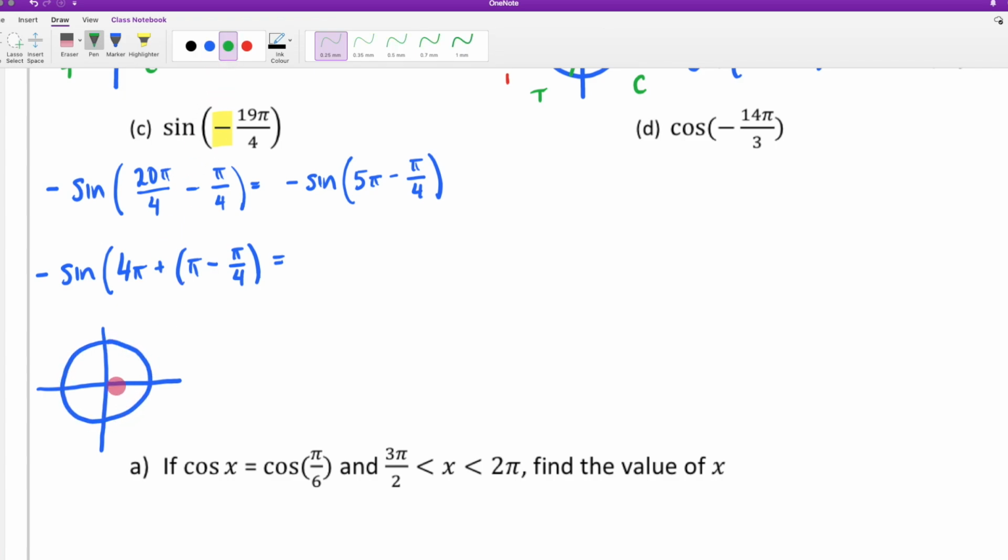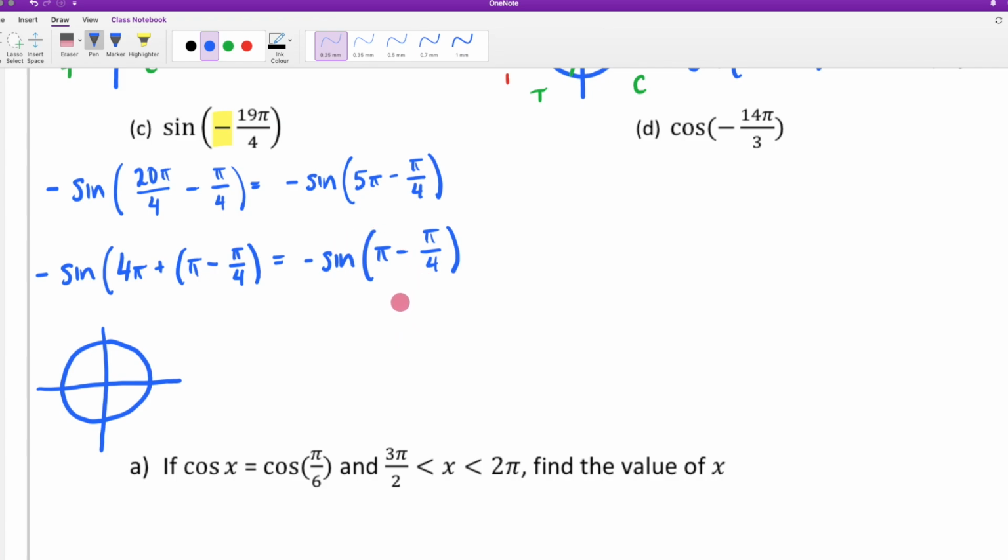4 pi would be once around my circle, because that's 2 pi, then again around my circle. That would be 4 pi. So it's taking me back to where I started. So just like 2 pi, we can, in a sense, just ignore this 4 pi. We can take it out and it will still equal the same thing. So it's going to be negative sine of pi minus pi over 4.